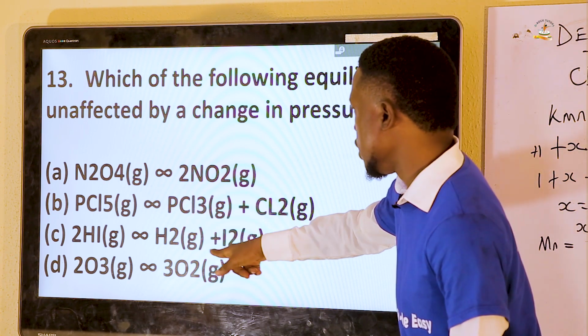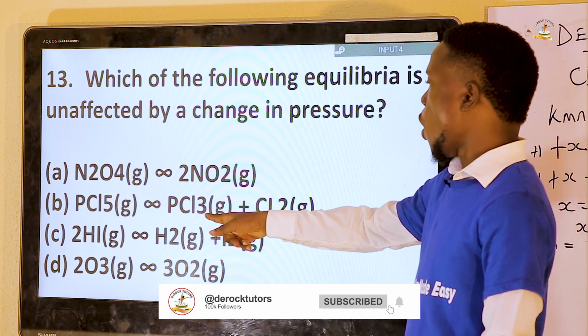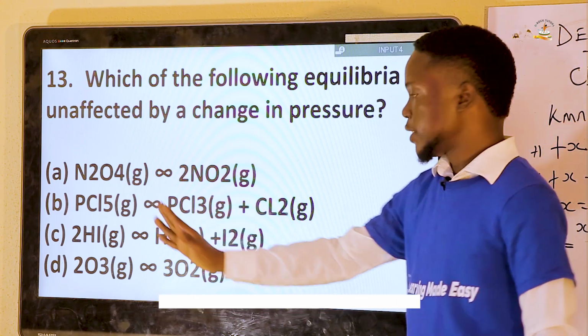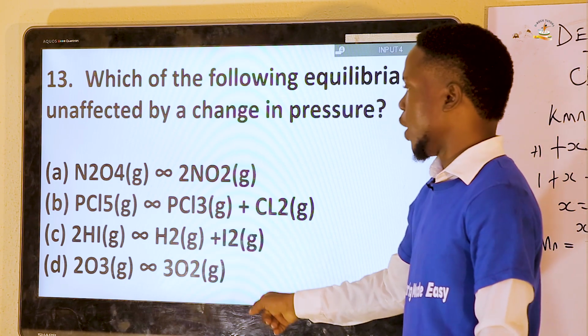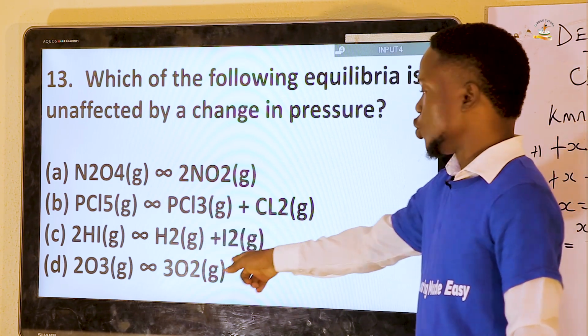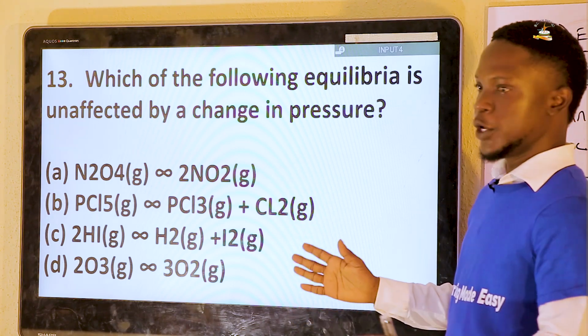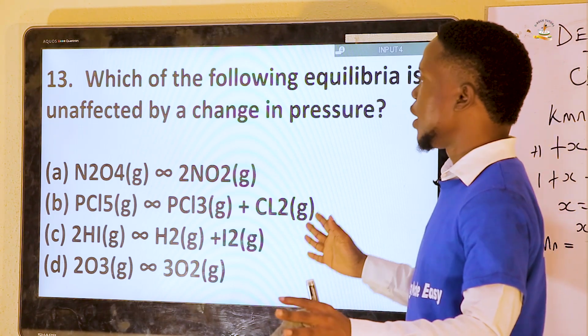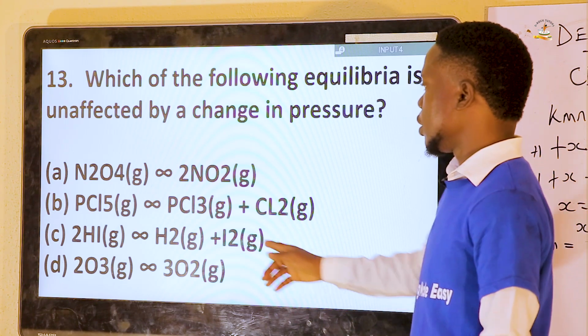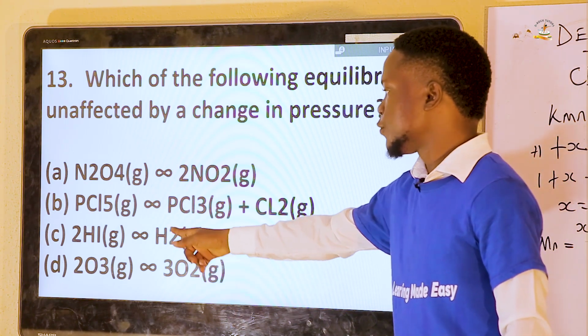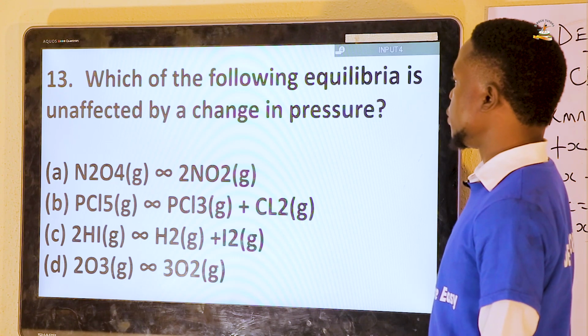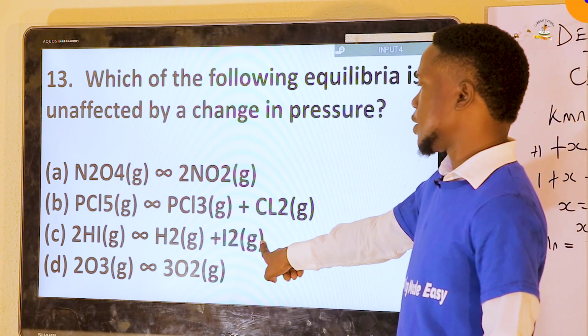In option C, we have 2 on the reactant side, while on the product side, we have 1 and 1. So that's 2:2. So they have equal number of molecules. So there will be no equilibrium change. While in option D, we have 2 compared to 3. So the answer is option C.